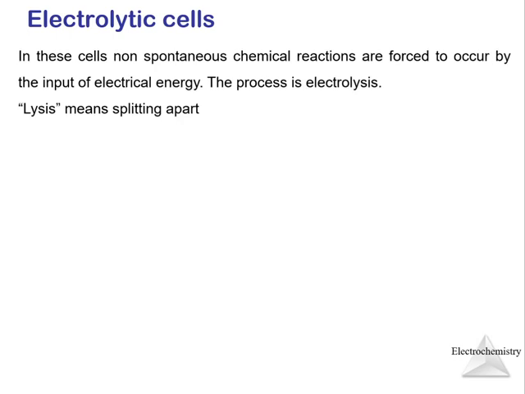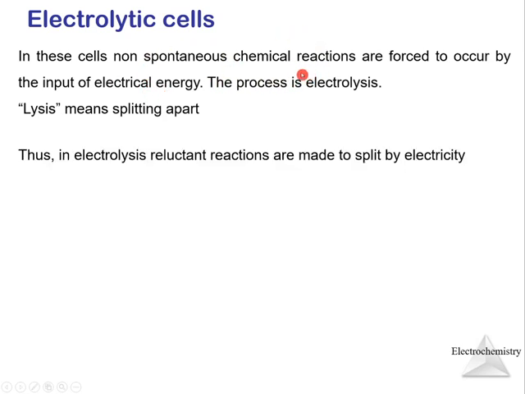Okay, let's look at the electrolytic cell. In these cells, non-spontaneous chemical reactions are forced to occur by an input of an electric current. So what we have is a non-spontaneous reaction that is driven by an external electric current. And this process is normally called electrolysis. The reaction is reluctant to take place, so electricity is added to cause the reaction to take place, because this is a non-spontaneous reaction.